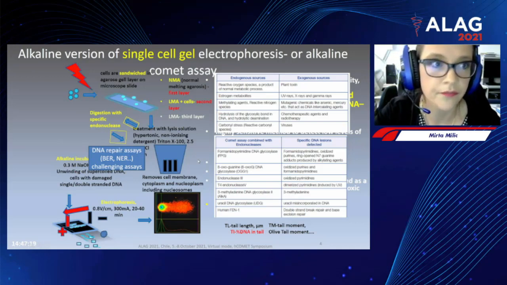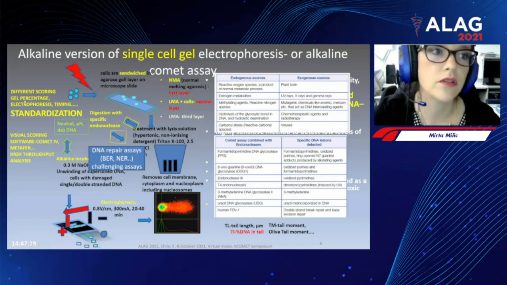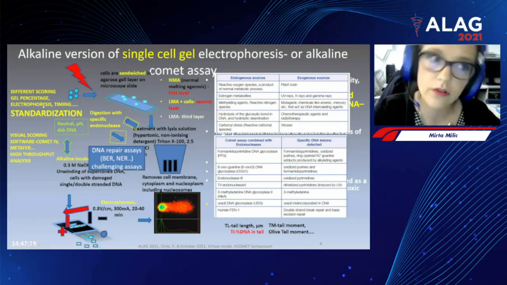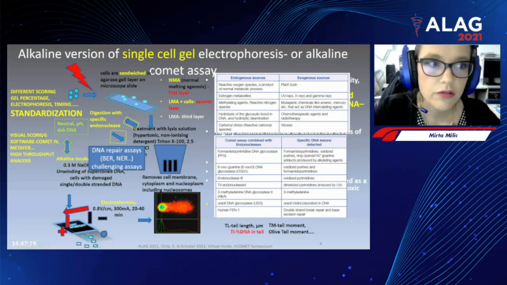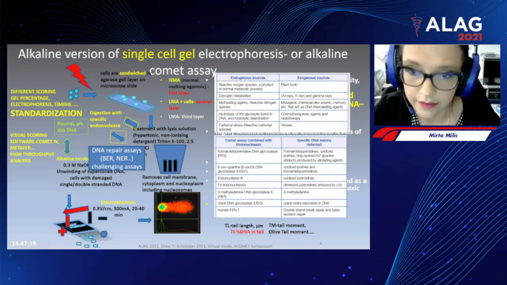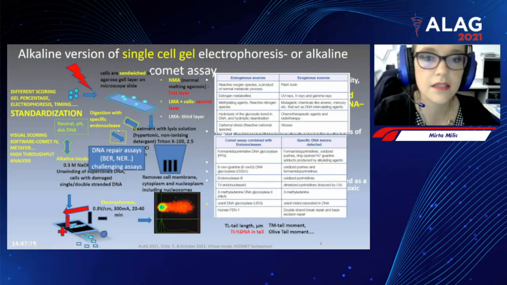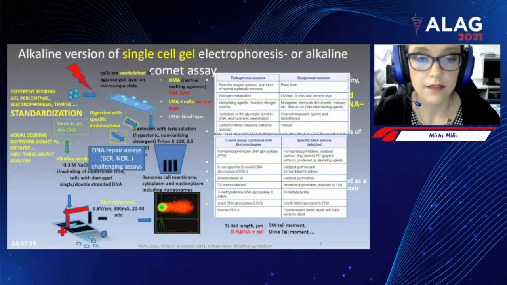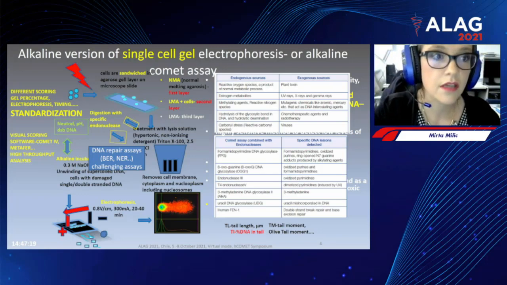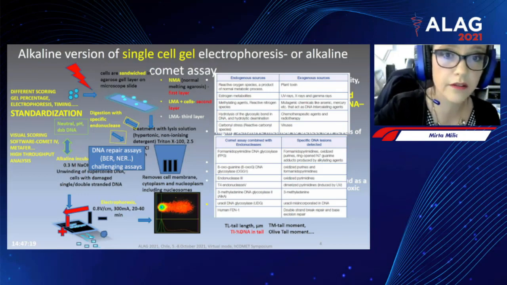Of course, in each lab, there are different scoring techniques, the use of different gel percentages, timing for electrophoresis, the use of visual scoring or different software, or the use of different parameters such as tail length, tail moment, or percentage of DNA in the tail. This is making a little bit of confusion between the labs, and so there is a big need to standardize this procedure so we can repeat similar experiments in all the laboratories, and so that we can also compare the results.